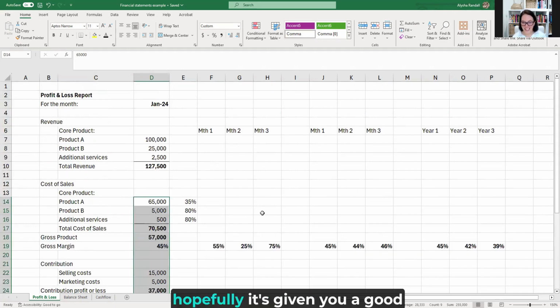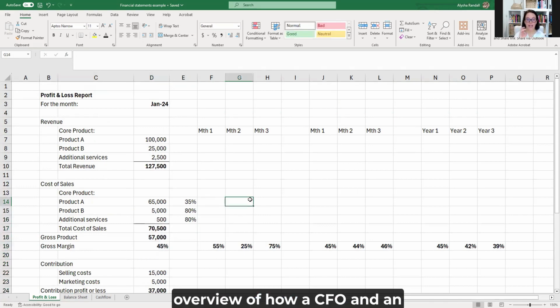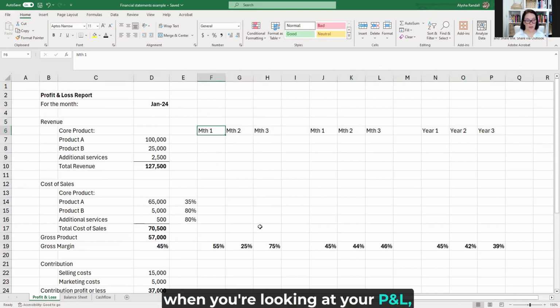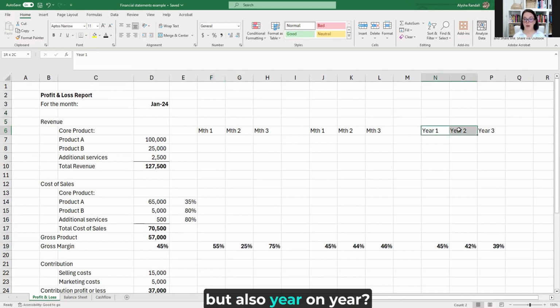So hopefully it's given you a good overview of how a CFO and an investor would think about your P&L. Now, the other thing that's worth saying is, yes, we've looked at the row labels here, but the other thing worth looking at is the columns. When you're looking at your P&L, look at the trend, month one, month two, month three. How are you comparing to the historics? Are there any trends that you need to be thinking about? But also year on year.